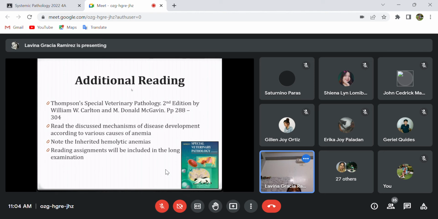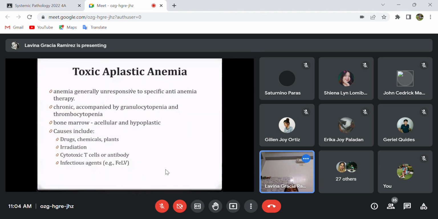Any question before we continue to toxic aplastic anemia? So I think I hear none. Okay, now we continue. Toxic aplastic anemia.